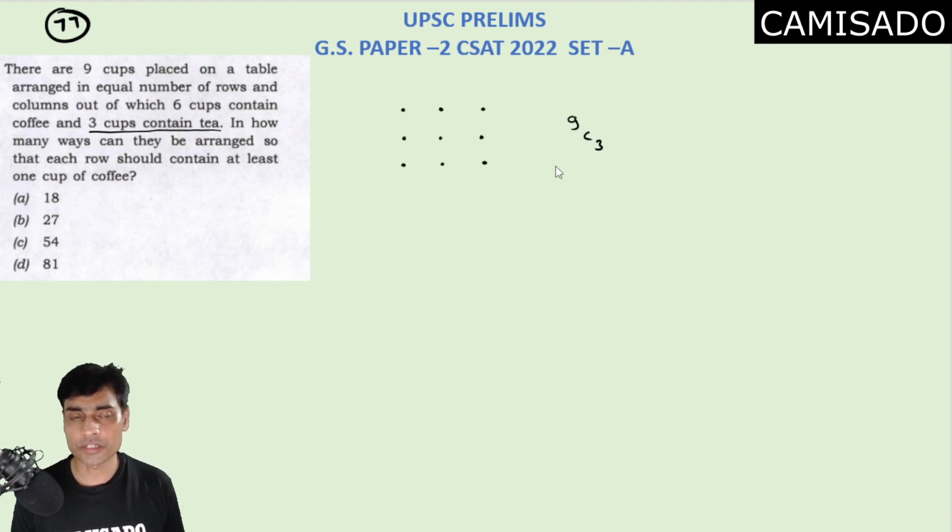Because the quantity is 3, but it will also contain the chance where all the 3 cups can be in the same row, and it can be here also, it can be here also, it can be here also. So minus of 3. So now this will give you the required result.